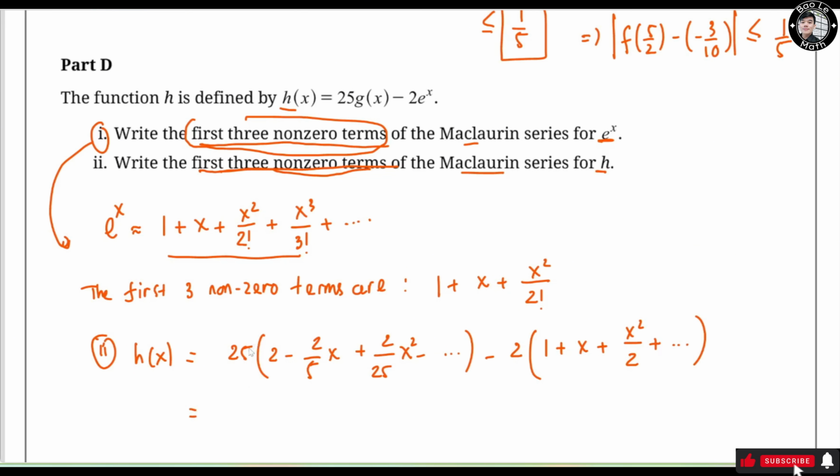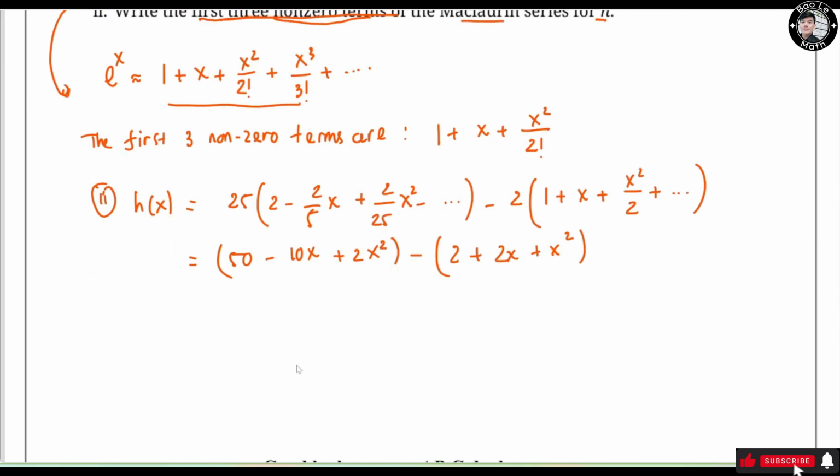Now we're going to distribute this one. 25 times 2 is 50. Subtract 10s plus 2s squared. Subtract 2 times 1, that is 2. 2 times s is 2s. 2 times this one is s squared, right? Now we're going to simplify this one. So 50 subtract 2 is 48. Negative 10s subtract 2s is negative 12s. 2s squared subtract s squared is plus s squared, right? This one is the final answer.